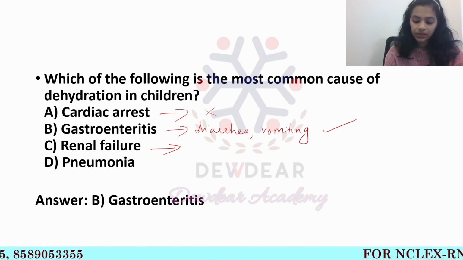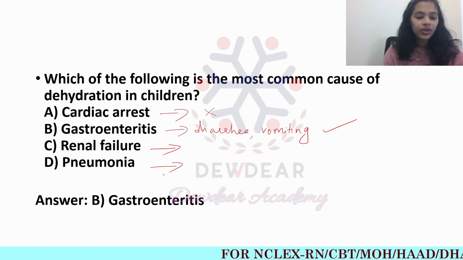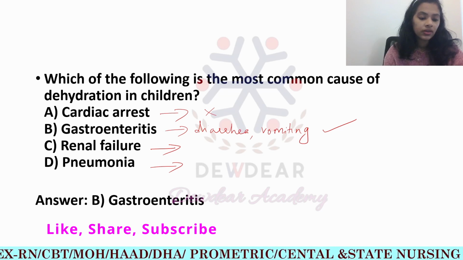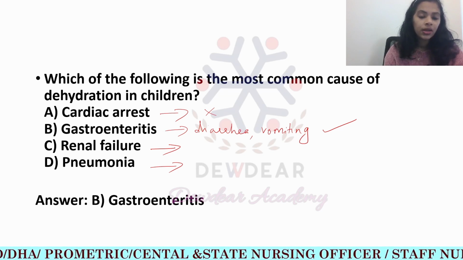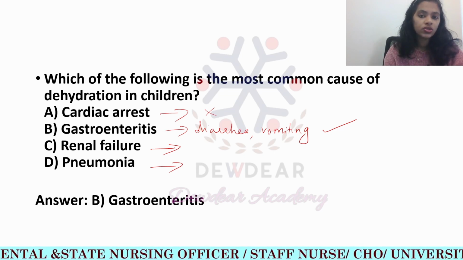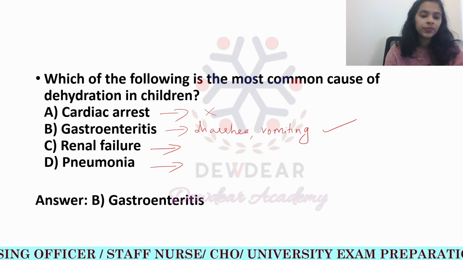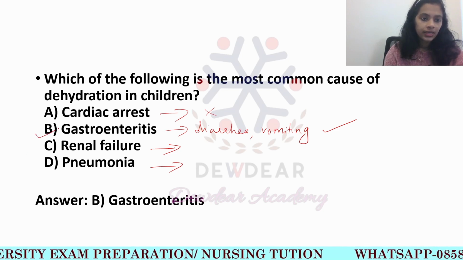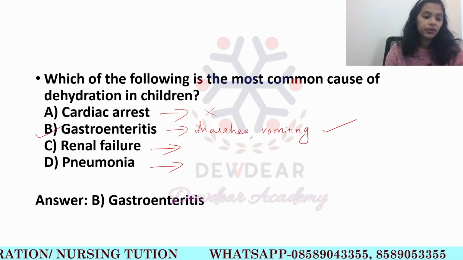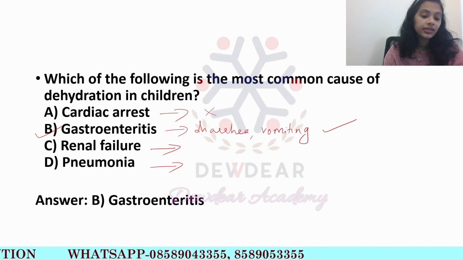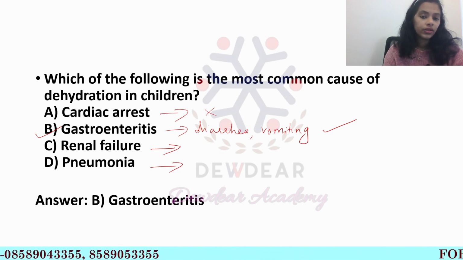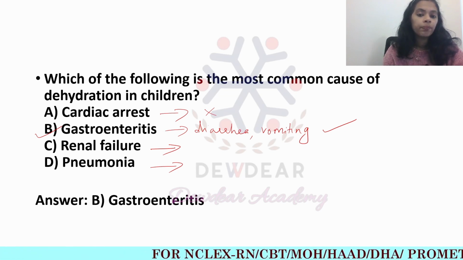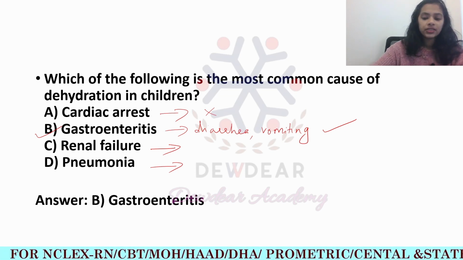And next is option D, pneumonia. While pneumonia can cause fever and increased respiratory rate, and it may contribute to fluid loss, we cannot consider that as a primary cause or the most common cause of dehydration. So the most common cause of dehydration is option B, gastroenteritis, because of its prevalence, and it can cause the direct loss of fluids and electrolytes if the child is having problems like diarrhea and vomiting. So option B is the correct answer.